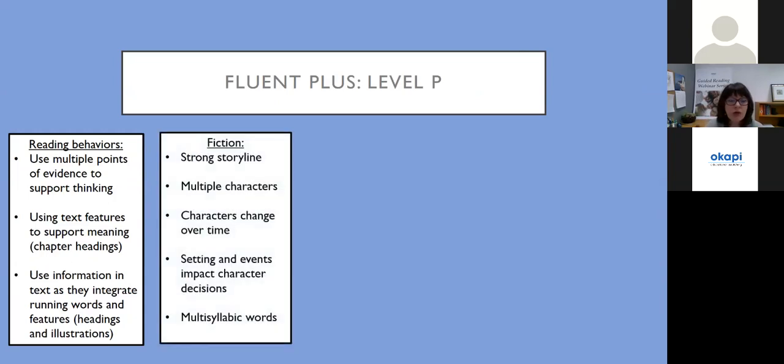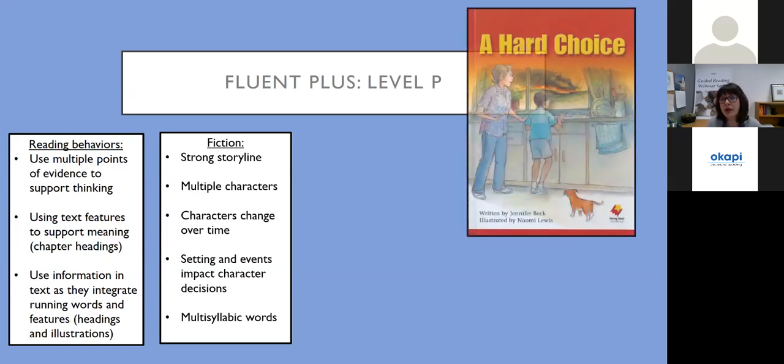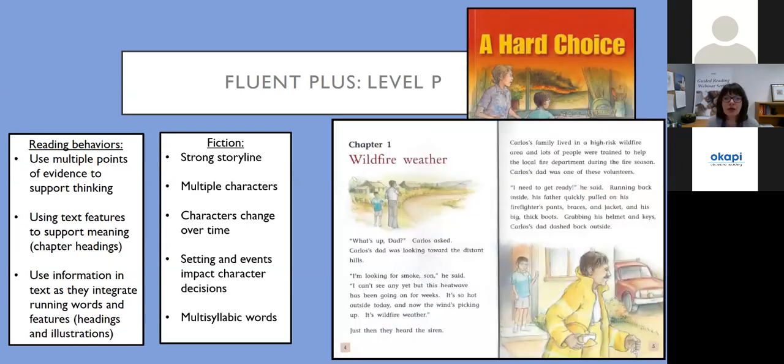In nonfiction or in fiction, I would want to think about, if these are some of those reading behaviors that I'm supporting, what are the things I'm going to look for within the text? So if I'm trying to support them to use text features to support meaning, I would look for a book like Hard Choice, because those chapter headings support the kids to get a little sense of the storyline as they go and read throughout the text. And they're going to really have to use the illustrations to give them some support, because these are lengthier, they have a lot more multisyllabic words, the characters change over time, and the setting and the events impact the character decisions.